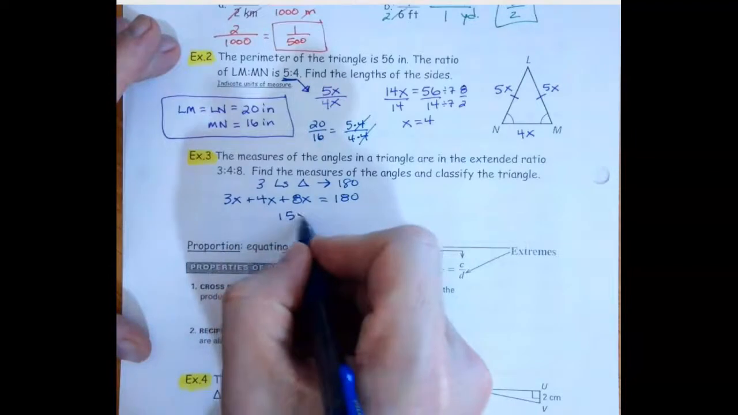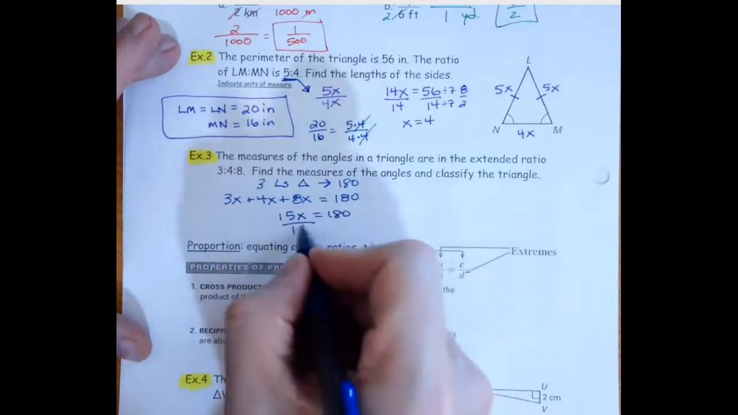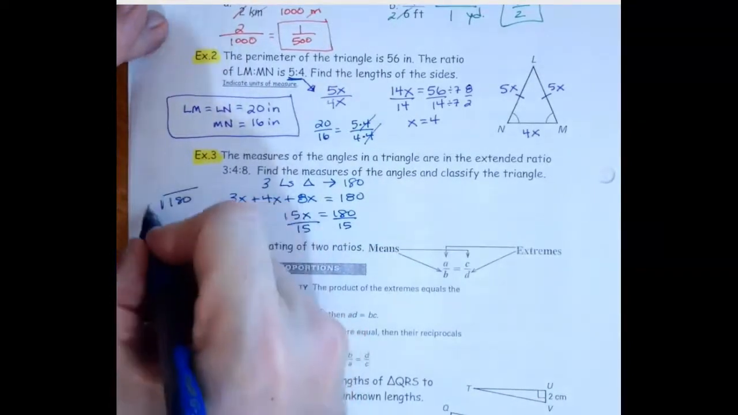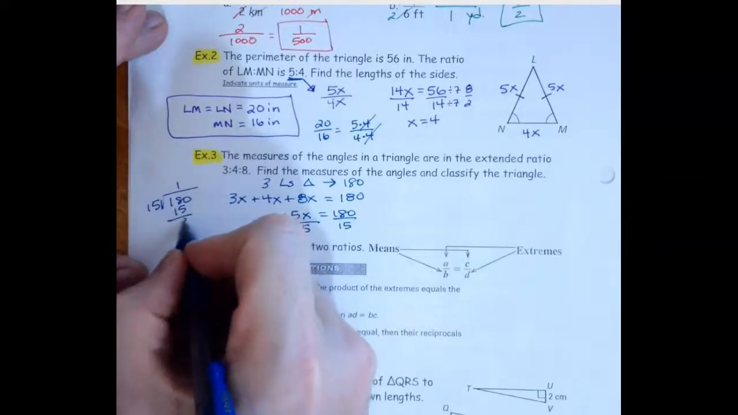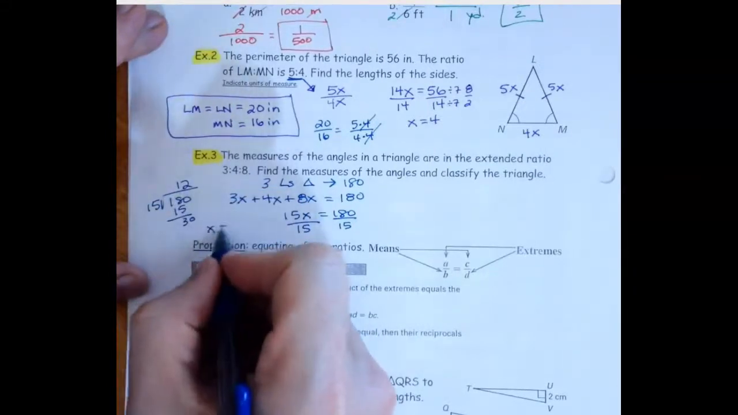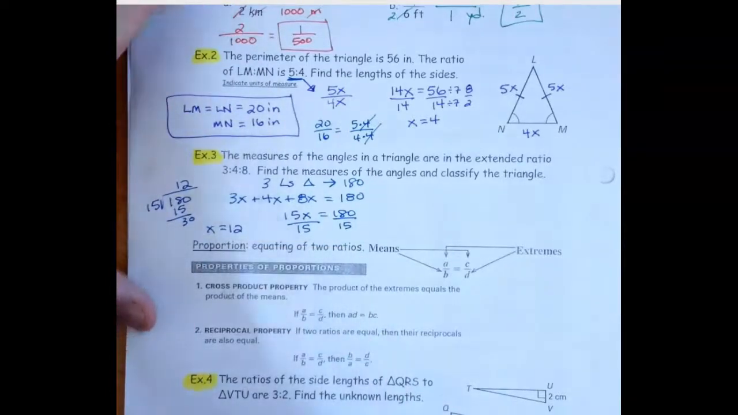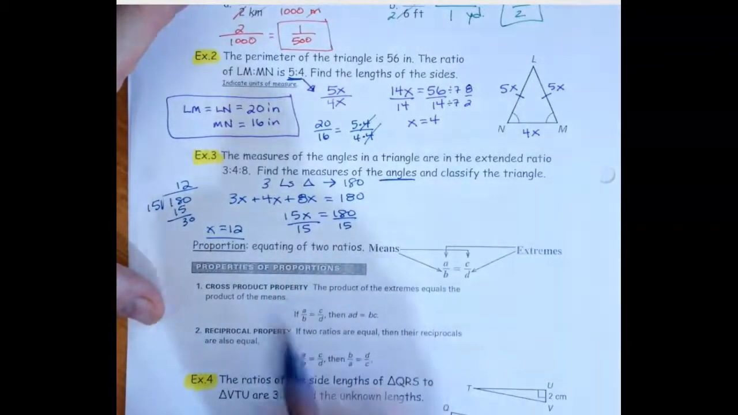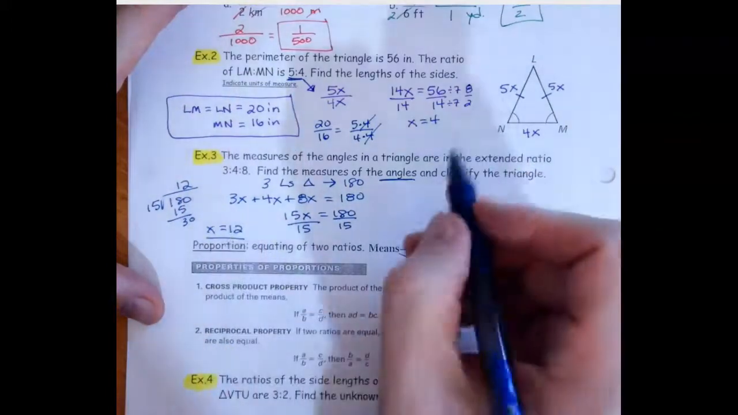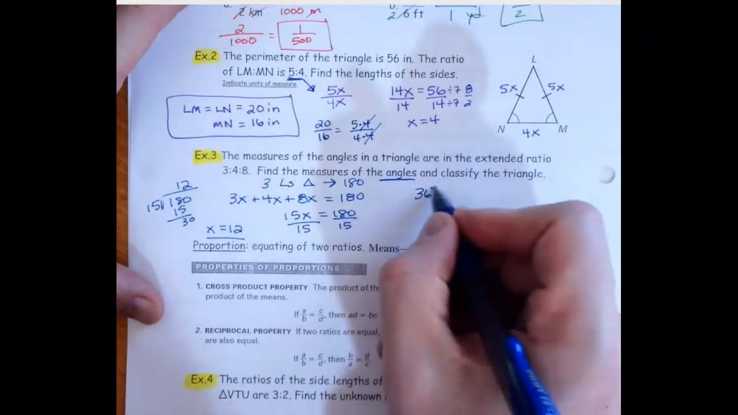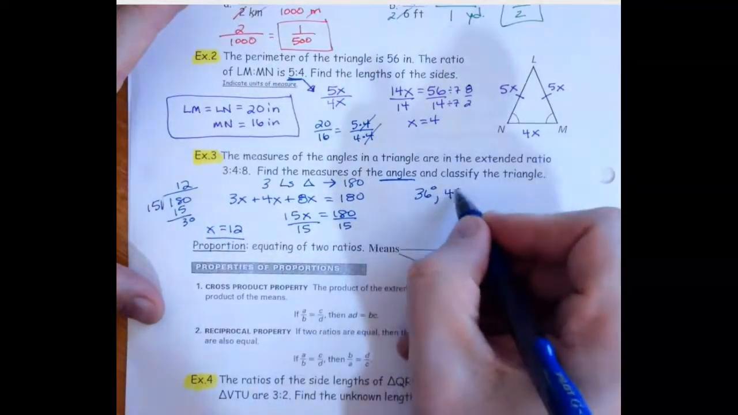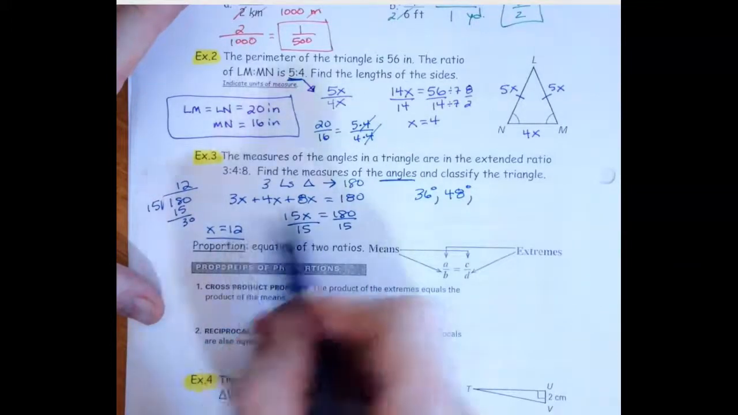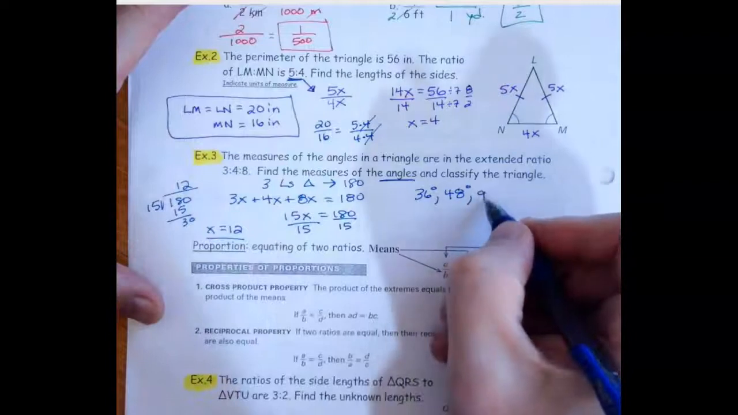So if we add those together, we get 15x. If we divide both sides by 15, 180 divided by 15, that's 12. So x equals 12. And if we go back, the question asks to find the measures of the angles, not just x. So that's going to be 3 times 12 is 36. 4 times 12 is 48. And then we have 8 times 12, that's 80 plus 16, which is 96.